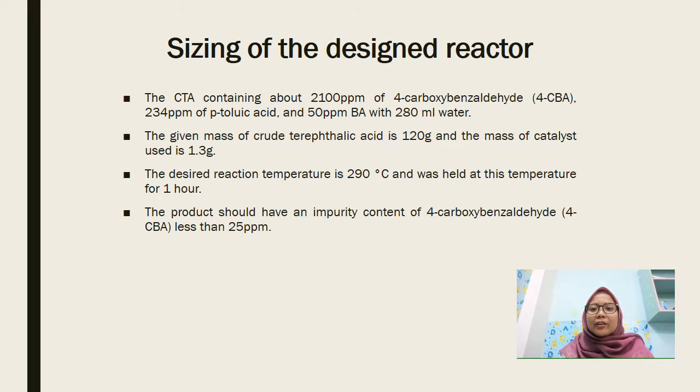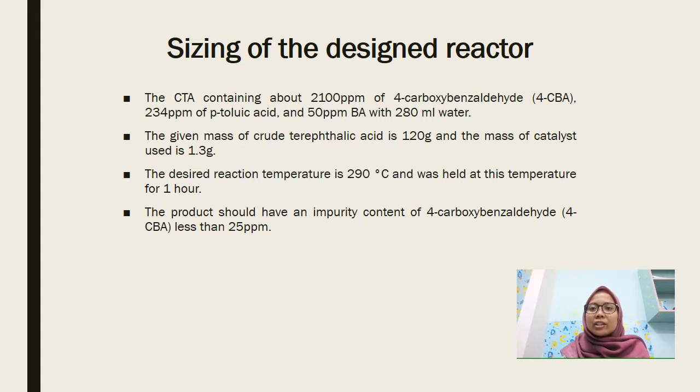Sizing of the design reactor. These are all the information that we get from the article. First, the CTA contains about 2100 ppm of 4CBA, 234 ppm of p-toluic acid, and 50 ppm of benzoic acid with 280 ml of water. The given mass of CTA is 120 gram, with the mass of the catalyst being 1.3 gram.